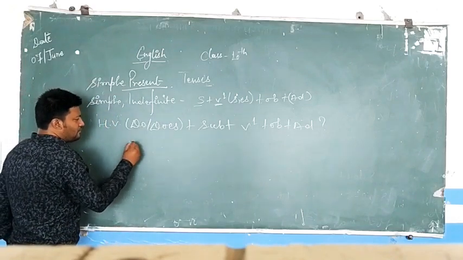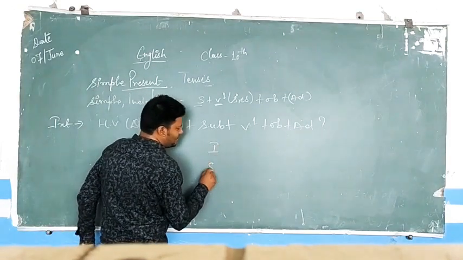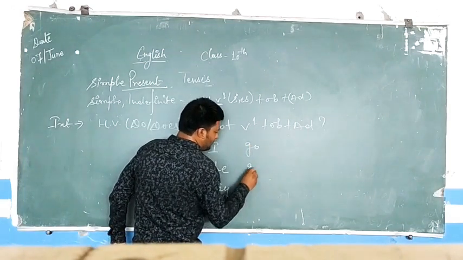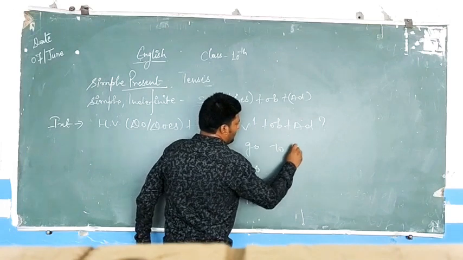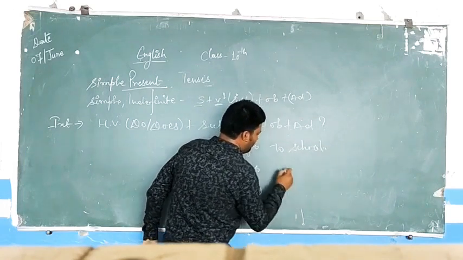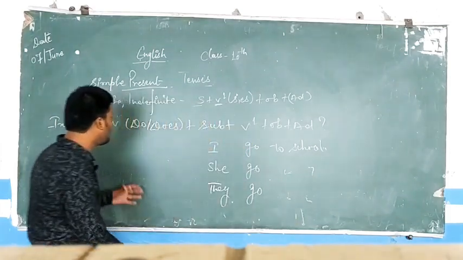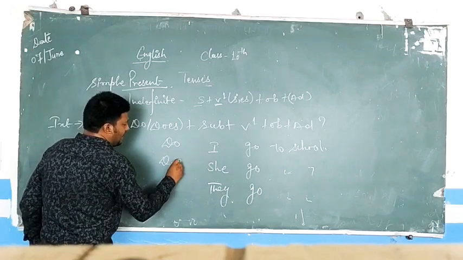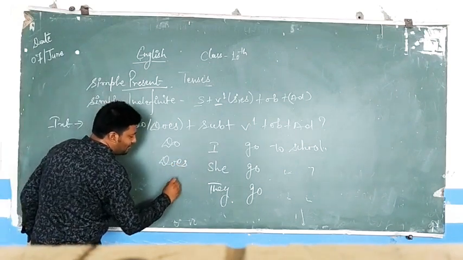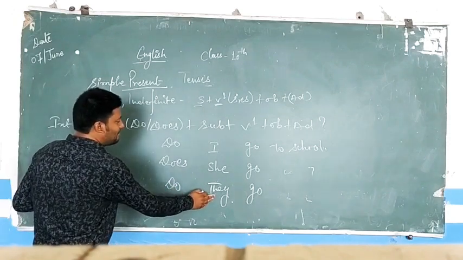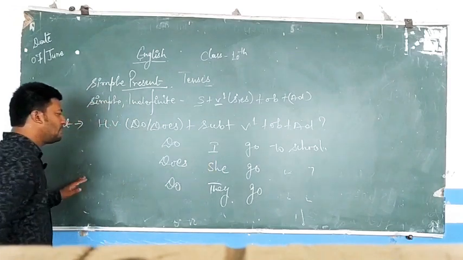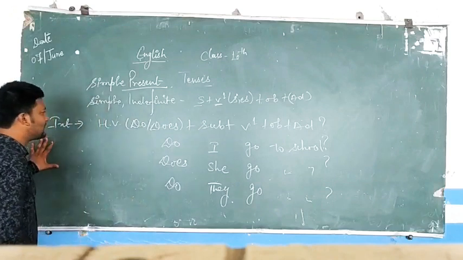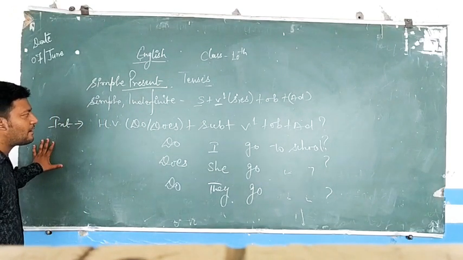So again, choose a subject. Here is I and here she and here they. Plus verb first form go, plus object to school, and in both these I will put to school. Now do or does: with I, of course I will use do. Do I go to school? With she, does. And with they again do, because it is third person but not singular. Third person singular, first person, of course with a question mark. So this is the structure of interrogative sentences.